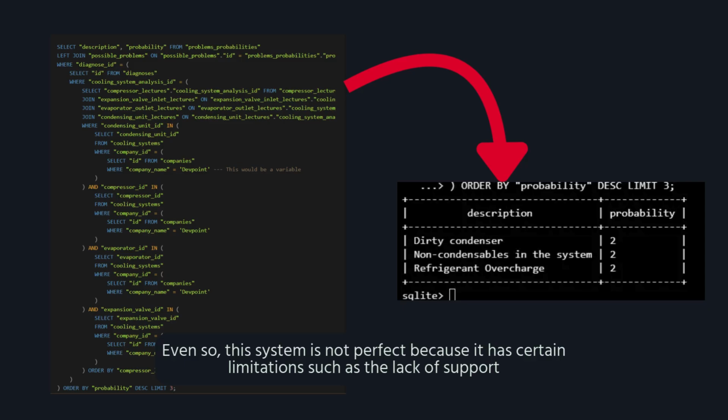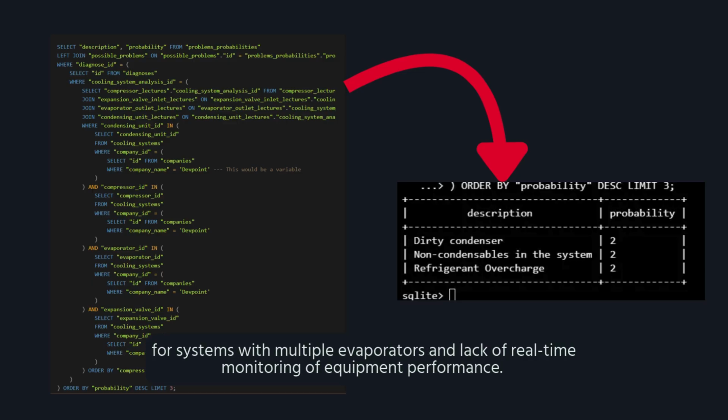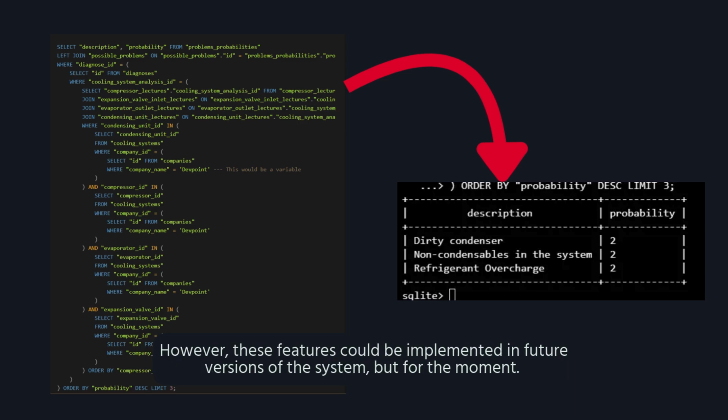Even so, this system is not perfect because it has certain limitations, such as the lack of support for systems with multiple evaporators and lack of real-time monitoring of equipment performance. However, these features could be implemented in future versions of the system.